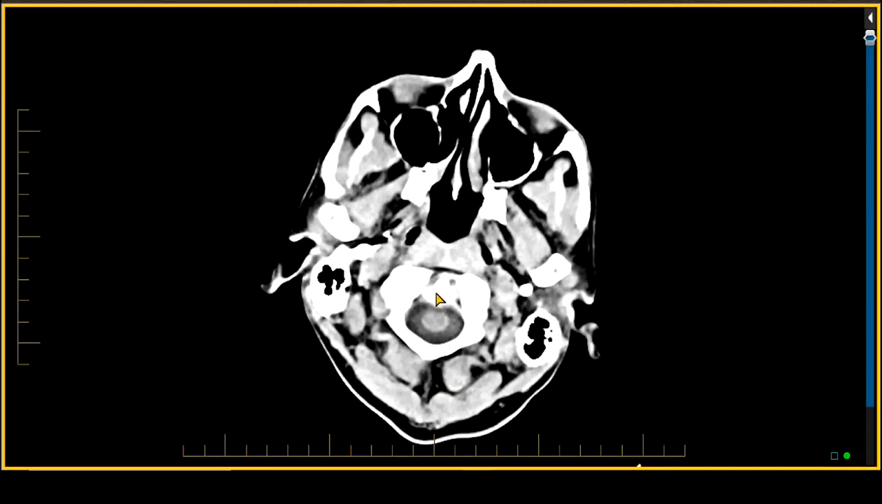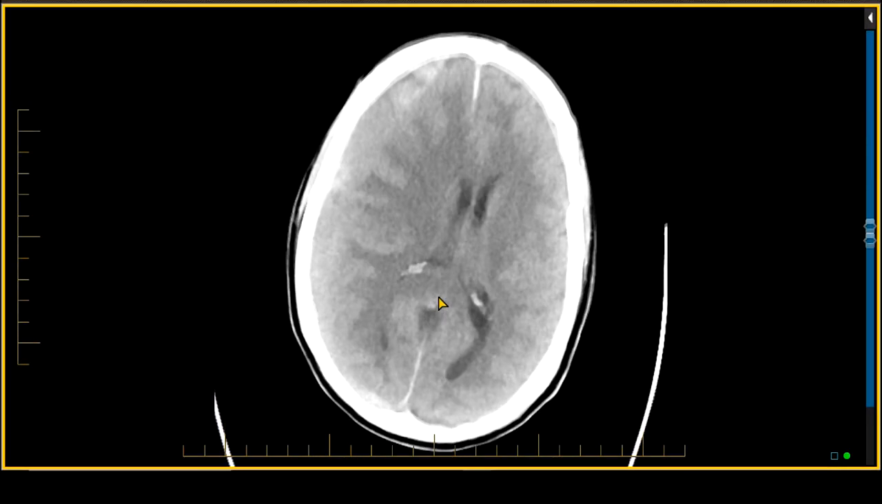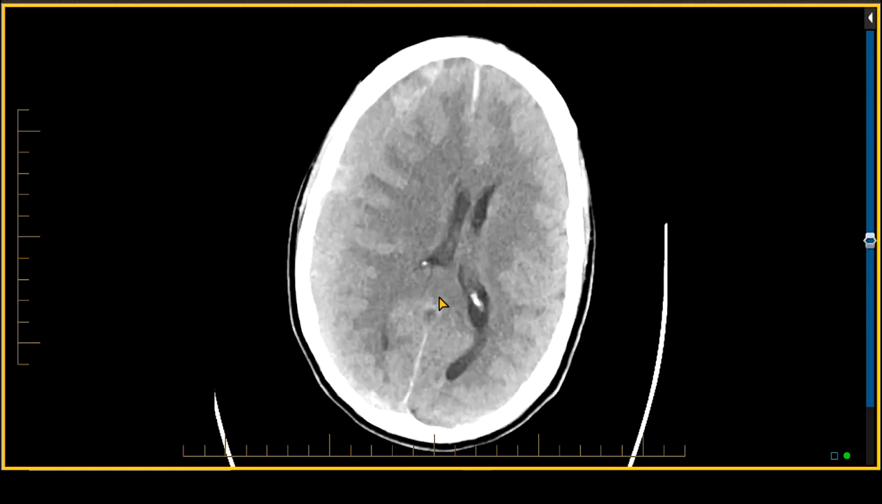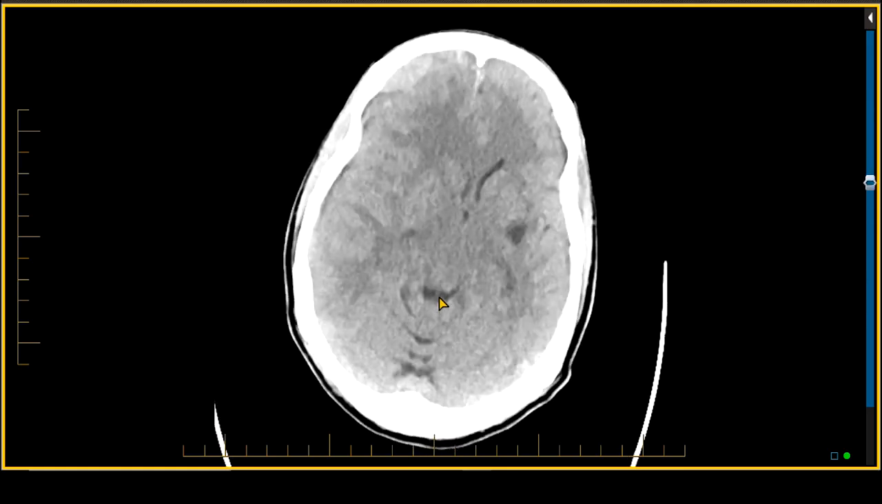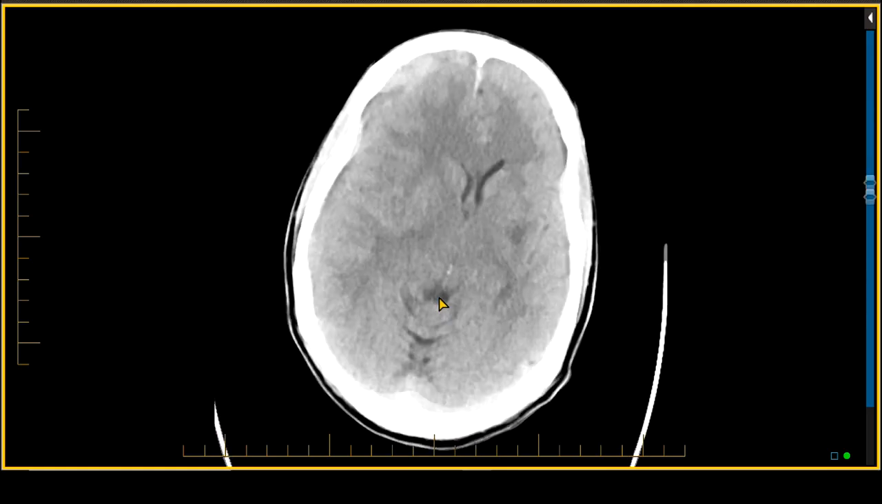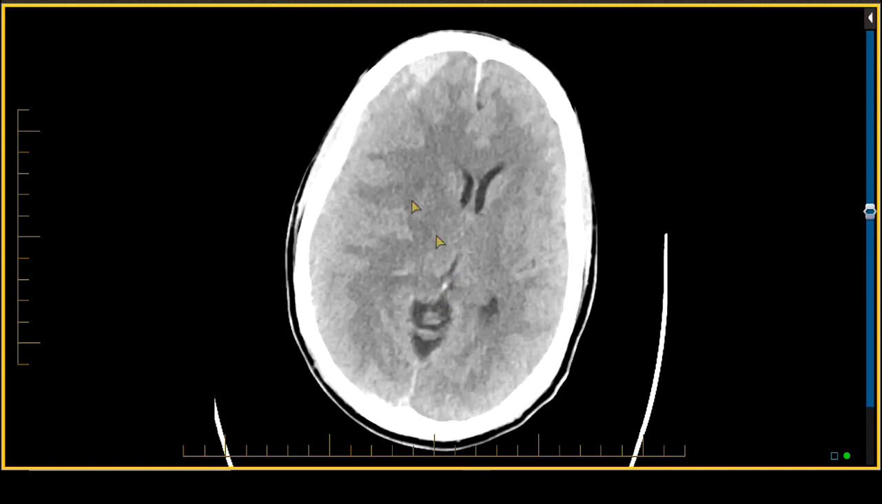This is a 64-year-old patient with myelodysplastic syndrome who resided in a nursing home and was found in the morning on the floor. Scrolling the CT scan, one can see that there is displacement from the midline at the level of the septum pellucidum. We'll measure once again.